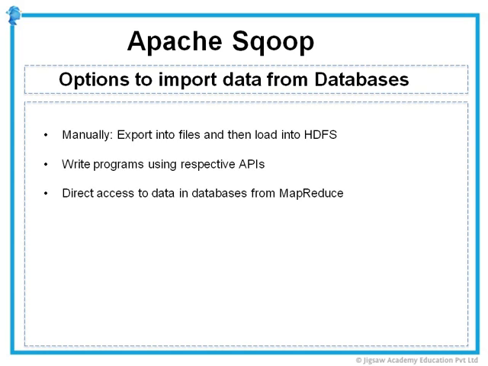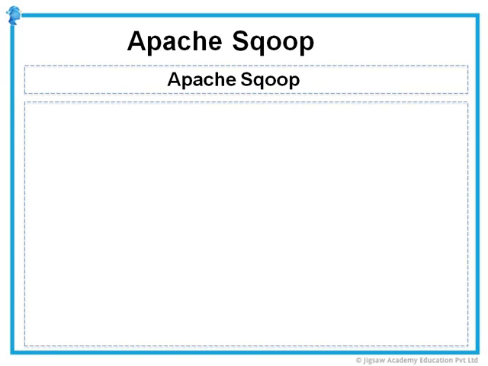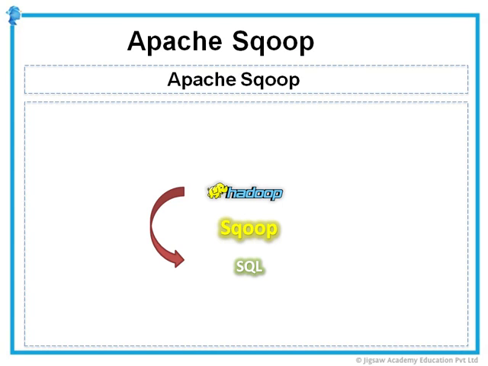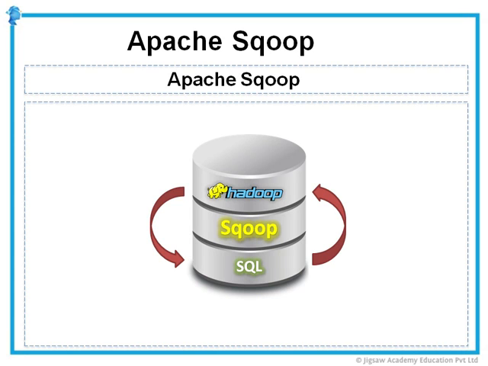And this is where Apache Sqoop comes into the picture. The term Sqoop actually stands for SQL plus Hadoop. Apache Sqoop is a tool designed for efficiently transferring bulk data between Apache Hadoop and structured data stores such as relational databases, enterprise data warehouses, and NoSQL systems.